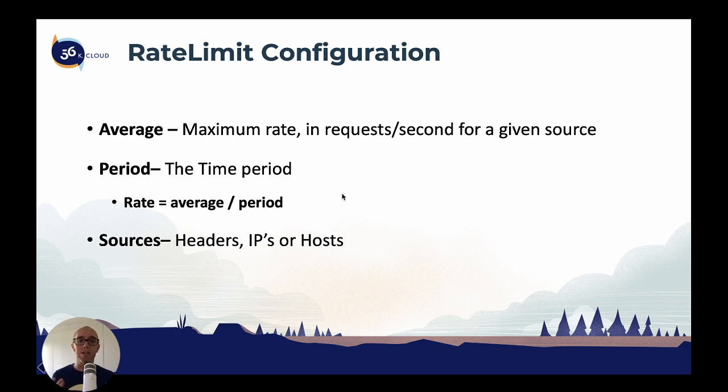And then we can actually tell the rate limit exactly what kind of requests are allowed or disallowed. For example, certain IPs are allowed, other IPs are not. Certain hosts, certain headers, exactly this.